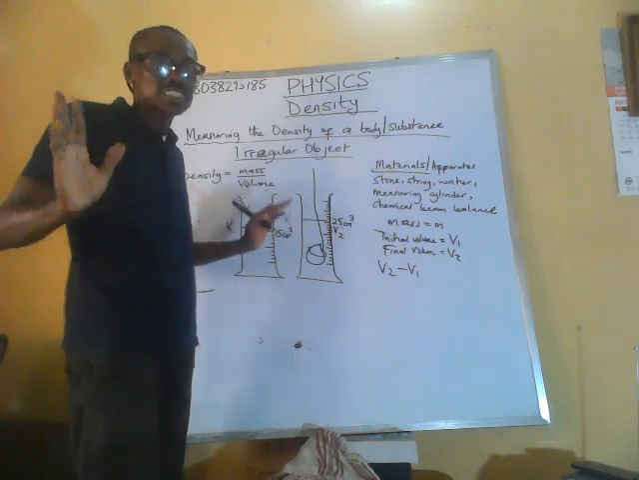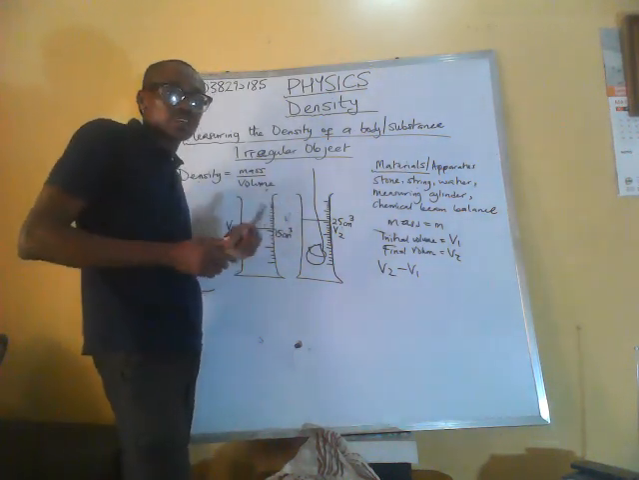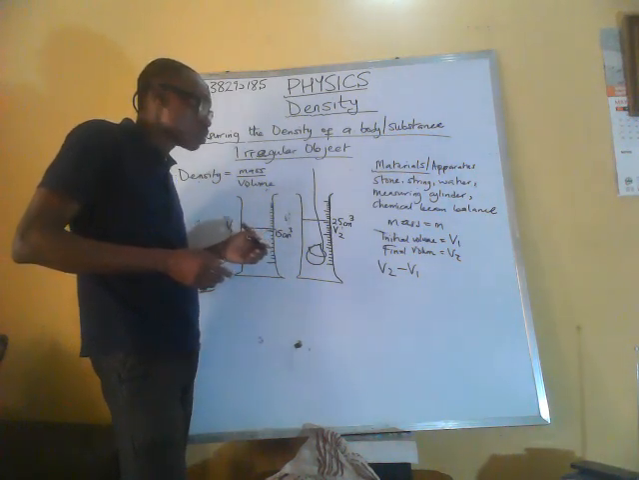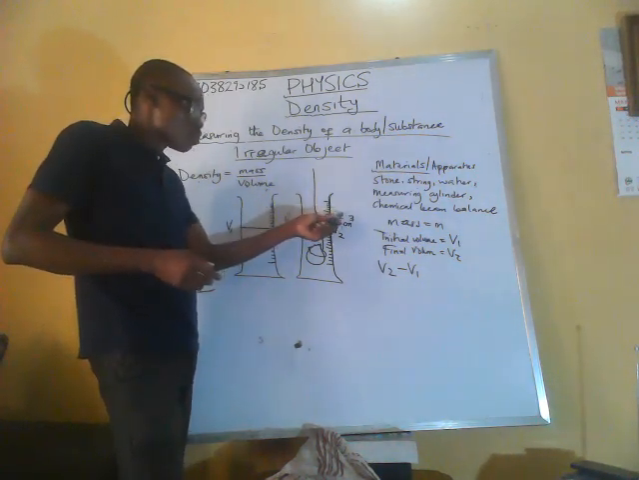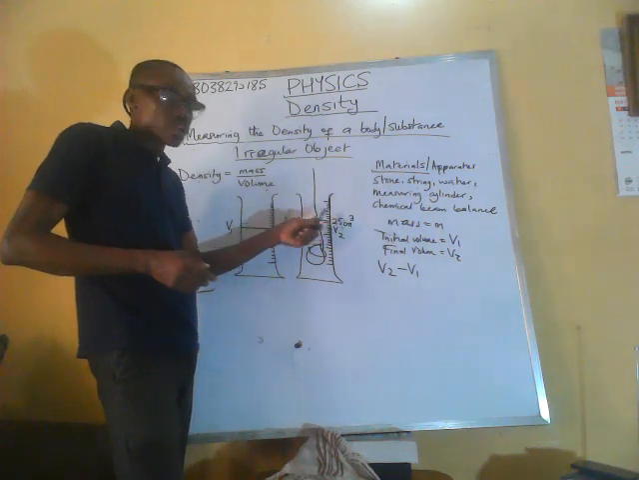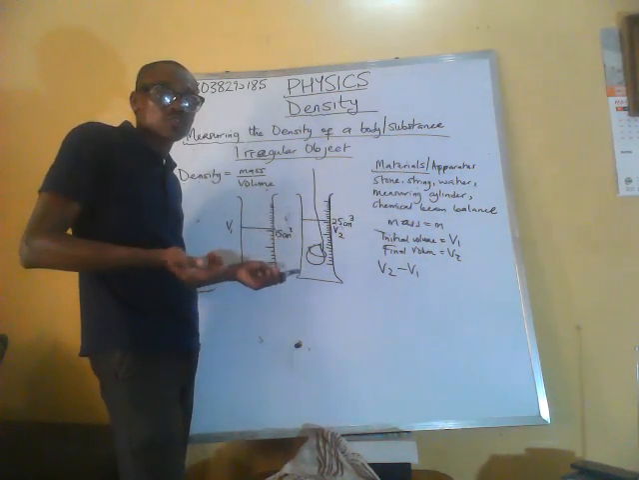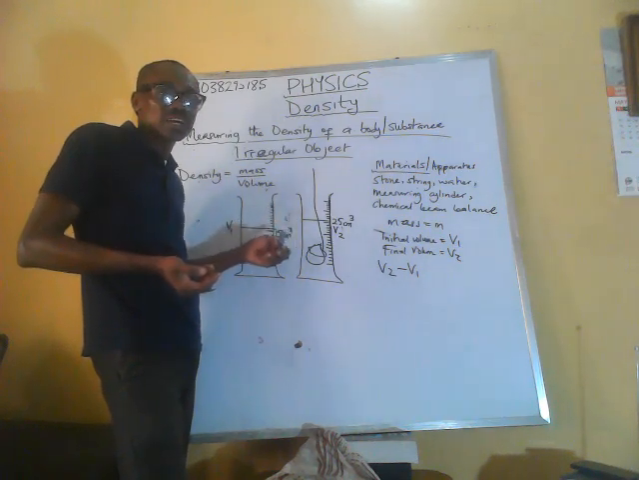So that is just that. That will give you the density. This is using the measuring cylinder approach. Okay. So let's assume the final volume was 25 and the initial volume was 15. 25 minus 15 gives you 10. So the volume of the stone is 10 cubic centimeter.